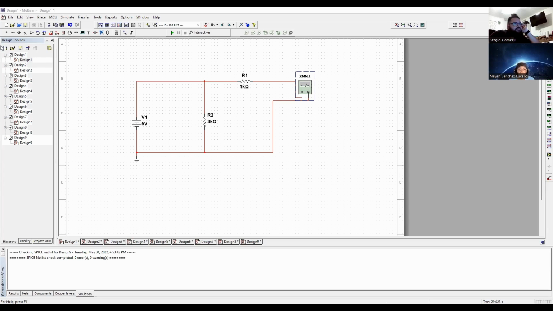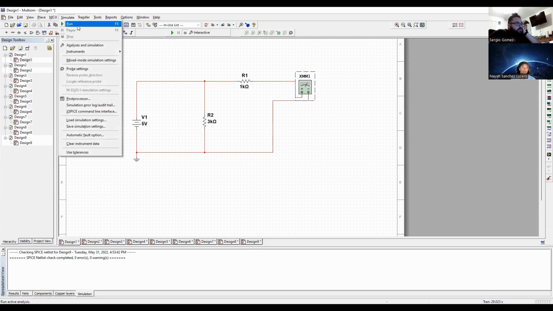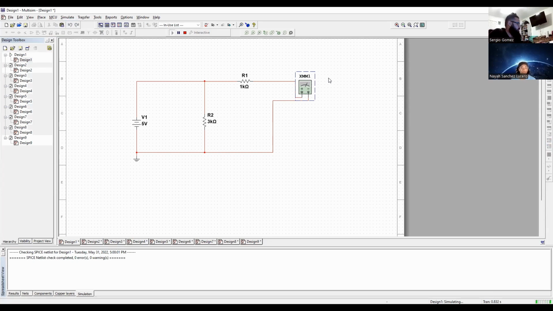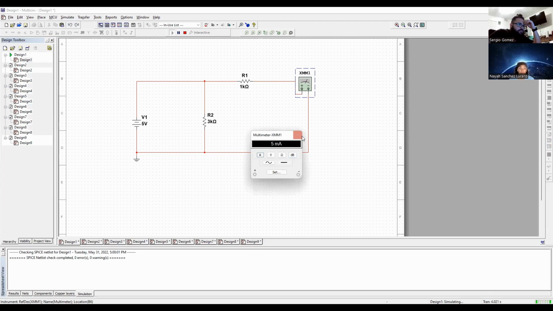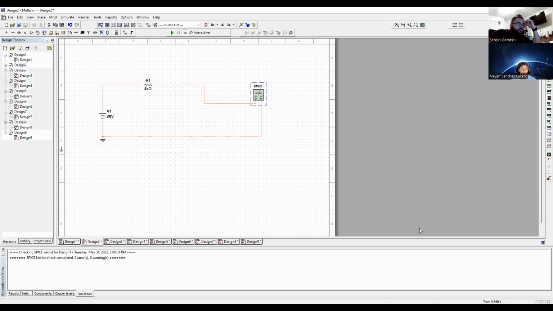So this is the Multisim for activity 1. This is the current circuit prior to us setting it up for Norton or otherwise. This is a simulation. With the simulation, we have an amperage of 5 milliamps. Then after we turn off the simulation, this is the Thevenin version.